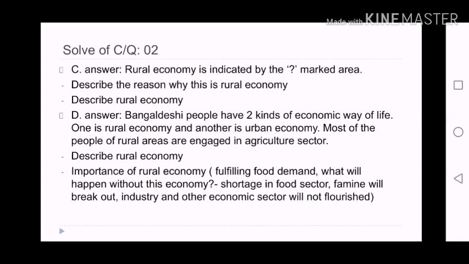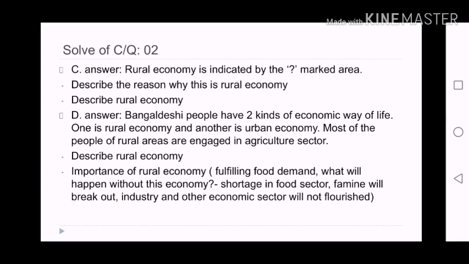And we have already learned that the food grains price in the world market is so high. So it is somewhat tough for us to buy food grains at a higher price to fulfill the demand of the huge number of people. So it will be better for us if we become self-sufficient in the food sector. See, here we are answering the question of what will happen without this economy.